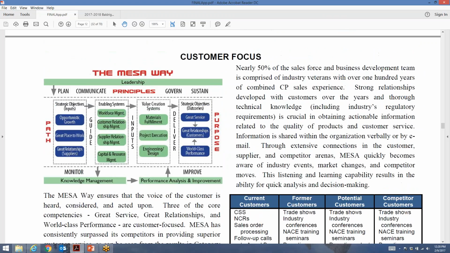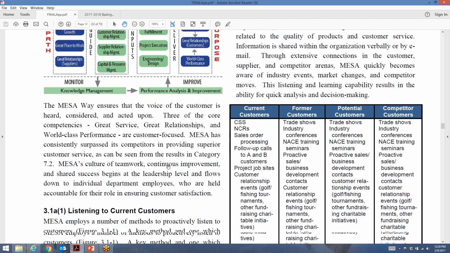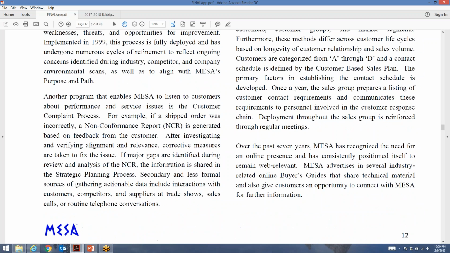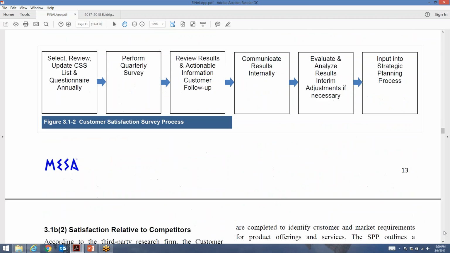Okay, now we're in Category 3, customer focus. Again, here's our thing. I'm not going to go through this again, but I'm just going to tell you, we're about to talk about voice of the customer, and here's where it fits in. That's all we're doing there. So if you can do that, I think that just helps your case with the examiners. That way they're not guessing at that stuff.